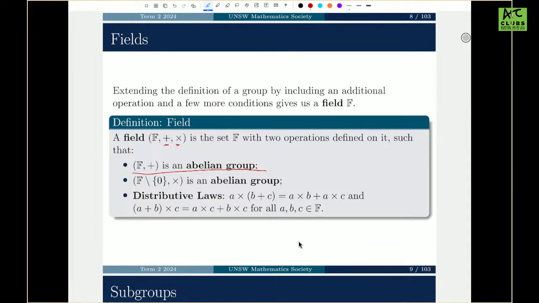And if you exclude 0, which is what we usually call the additive identity, the identity for when F is an abelian group under addition, then if we exclude that from F, we should get another abelian group under the other operation. Okay, and then we need the distributive laws. So multiplication distributes over addition always, to the left and to the right.